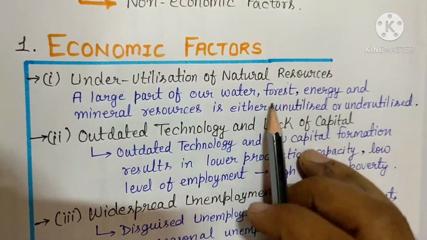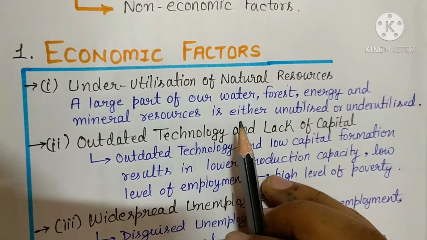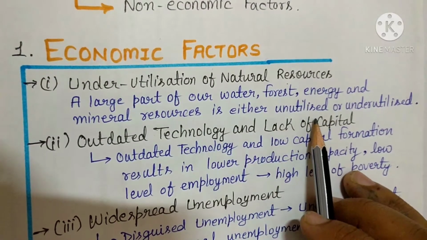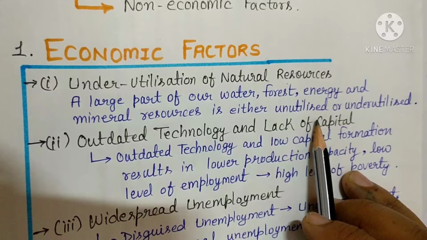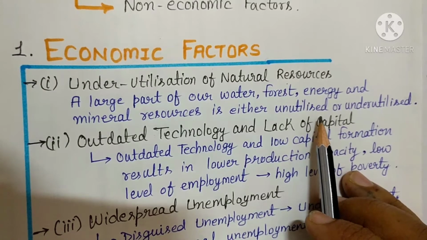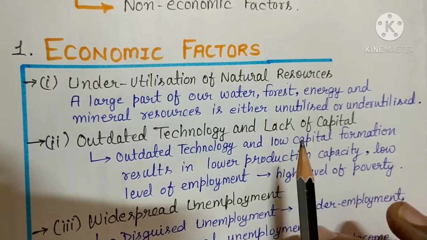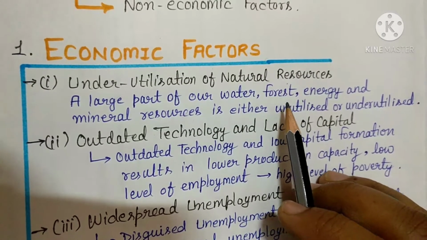The first point which we can read under the economic factors is underutilization of natural resources. A large part of our water, forest, energy and mineral resources is either unutilized or underutilized, because India possesses vast and rich natural resources, but we have not yet utilized the country's natural resources to the fullest extent. So this leads to poverty.